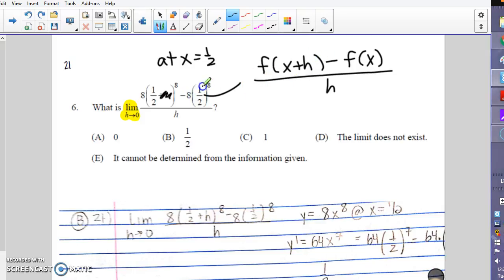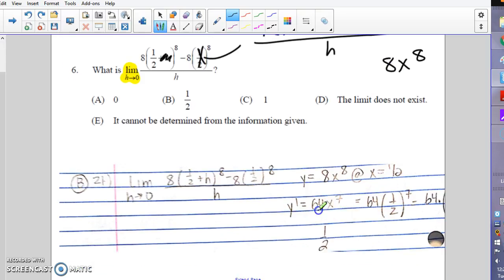Well, this would have been 8. Think of that as being x. This is really 8x to the 8th. So that would be 64x to the 7th. Put in your 1/2. This is 64 times 1 over 2 to the 7th, which is 128, which is where you get your 1/2.